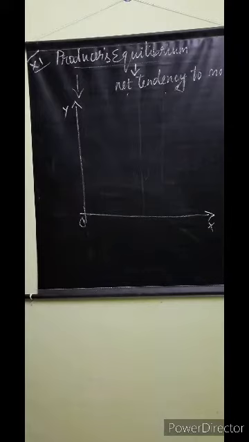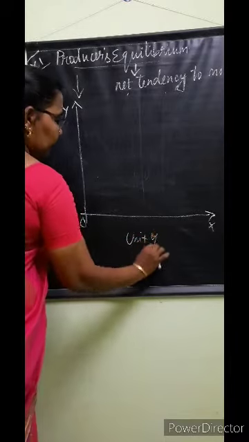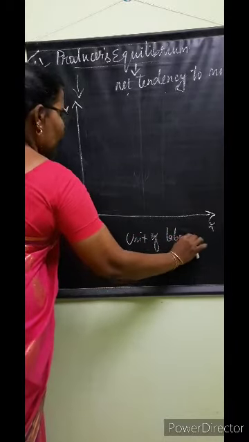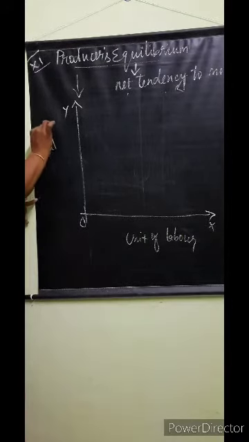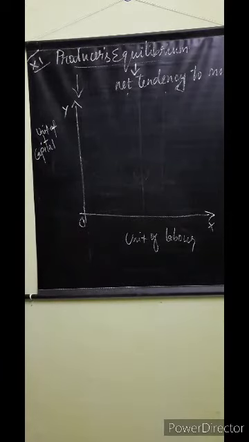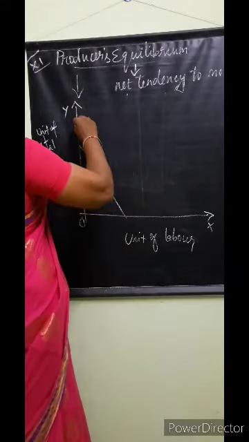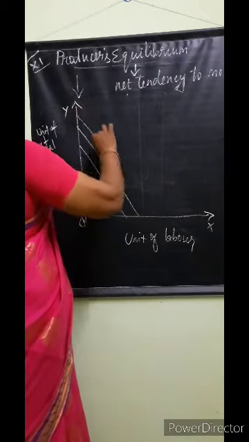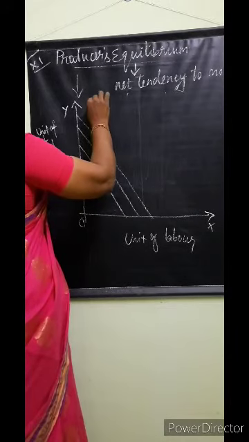In the x-axis, as we said, we are going to write the unit of labor. The y-axis, capital. Unit of capital, isn't it? So, the product curve and the cost curve. I am going to draw the product and the cost curve, and I am also going to draw the tangent curve.